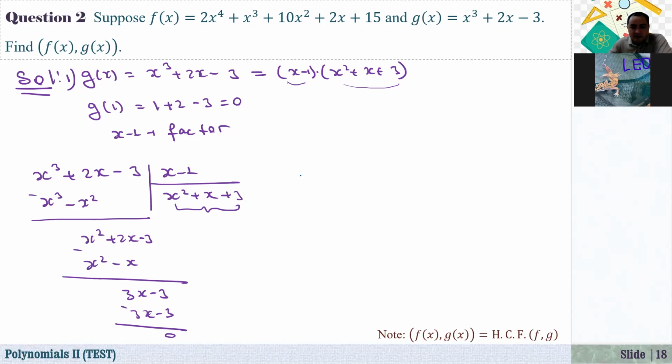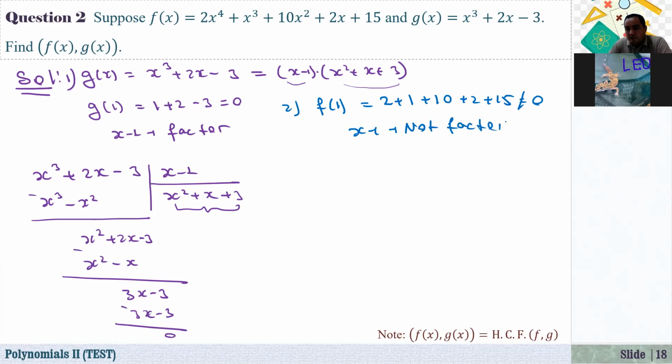The second step: what is f of 1? f of 1 is equal to 2 plus 1 plus 10 plus 2 plus 15. That's not equal to 0, right? So x minus 1 is not a factor. I'm sure about this. So x minus 1 cannot be a common factor. Since we are talking about the highest common factor, I will check whether x squared plus x plus 3 is a factor or not.